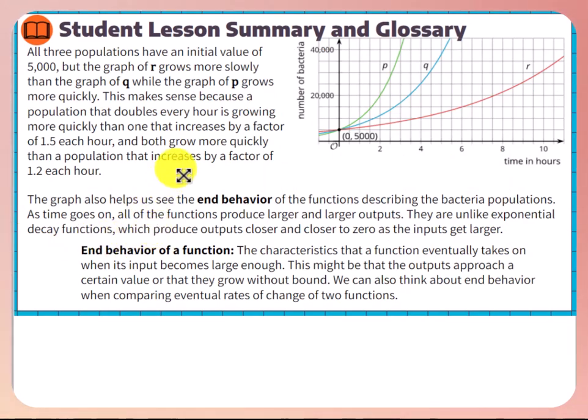All right, let's look at a word that we haven't talked about in this lesson, but you need to highlight it and you need to know it. We talk about end behavior of the functions. Okay, end behavior is describing the bacteria population. As time goes on, as we move in this direction on the x-axis, what is happening to each of those graphs? That's called your end behavior of a function. It's the characteristics that a function eventually takes on when its input becomes large enough. So what we want to know is, where are these numbers going? The larger we get out into infinity, what happens?